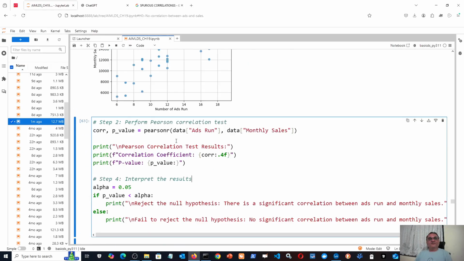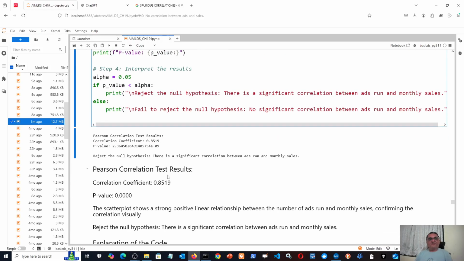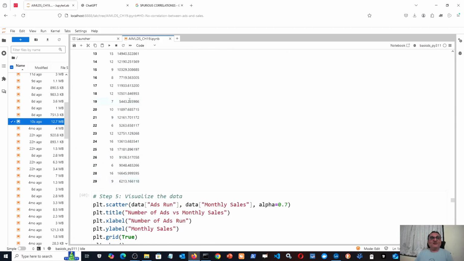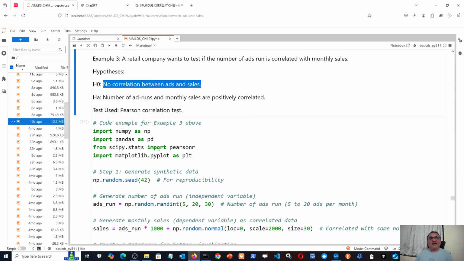Suppose instead of p being very small, and therefore you said reject the null hypothesis, you get, just as an example, p equals 0.2. That 0.2 is greater than the 0.05 significance value. So if p is greater than alpha, then you will enter this else part. You will fail to reject the null hypothesis, which means you will have to say that the null hypothesis is valid, and that no correlation exists between ads and sales.